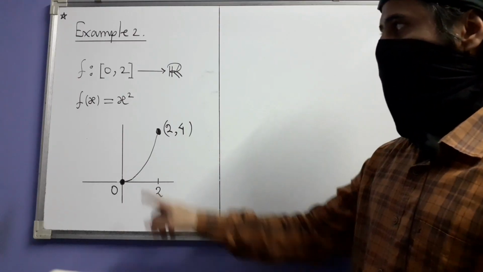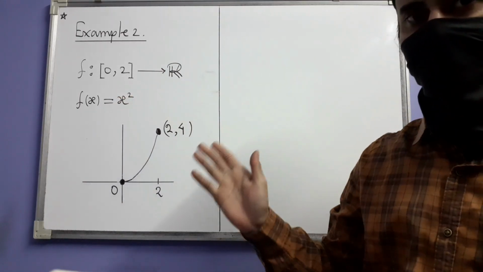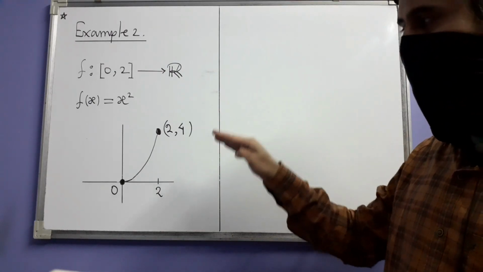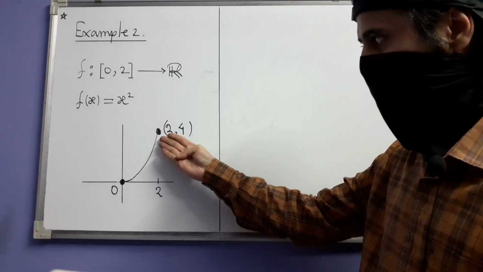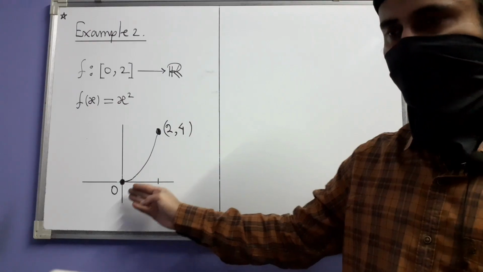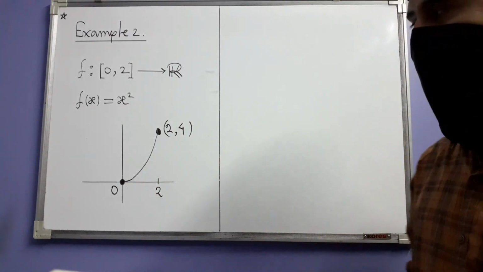If, however, we do consider the closed interval [0, 2], then the max-min theorem is applicable, and now we must get a maximum value and a minimum value somewhere. And looking at the graph, you see that the maximum value is attained at 2 and the minimum value is attained at 0. The maximum being 4 and the minimum value being 0.